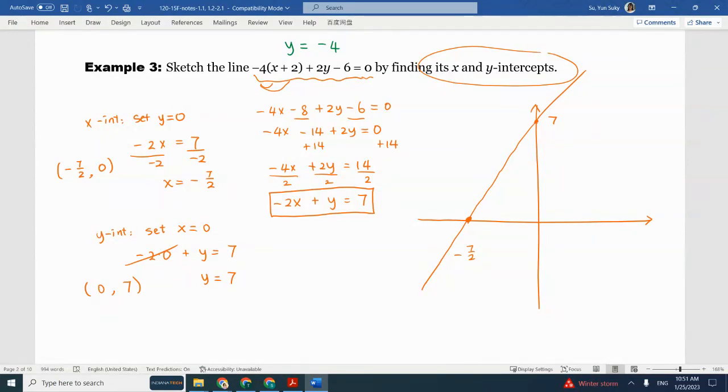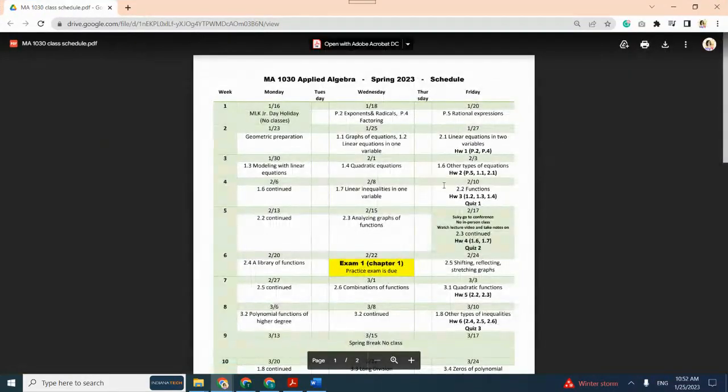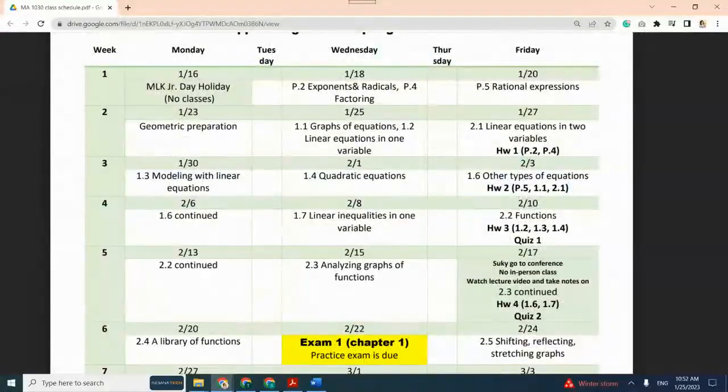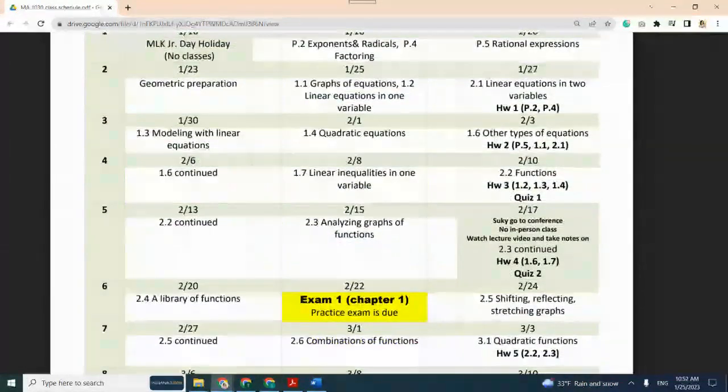When was the first exam? Was it this Friday? The first exam is after we finish chapter 1. This Friday is just the homework. Then next Friday, you also have homework 2. And then on February 10th, you have quiz 1. And our exam is February 22nd, after we finish chapter 1.